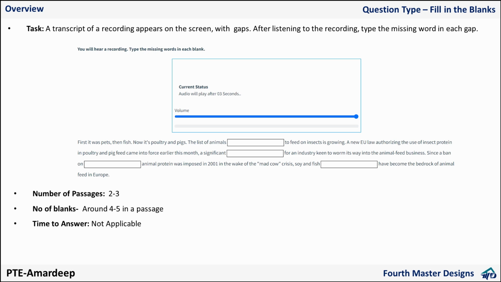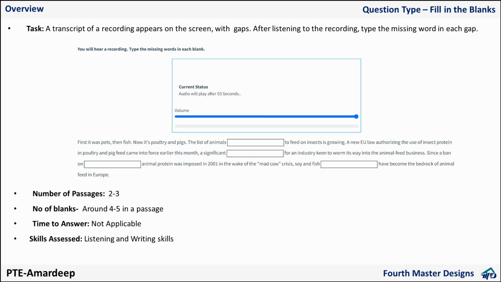Okay, so time is not applicable, but my suggestion is that once the audio is over, spend maximum like 1 minute. Sometimes students waste so much time here that they do not get time for write from dictation. So plan everything well. Okay guys, my suggestion, 1 minute maximum on every blank after the audio is over.